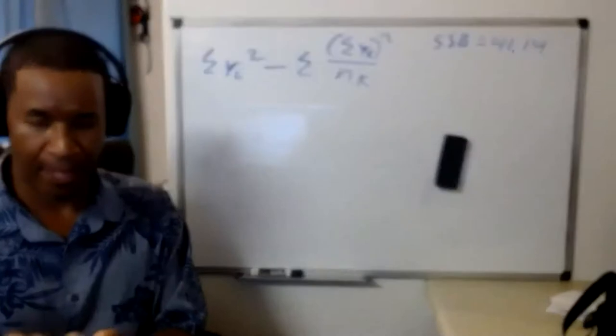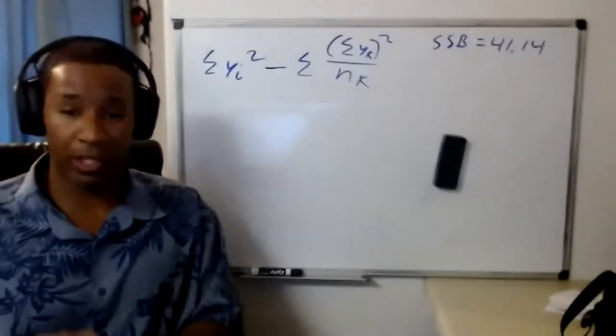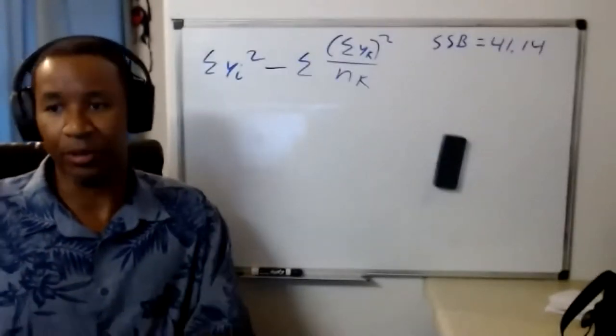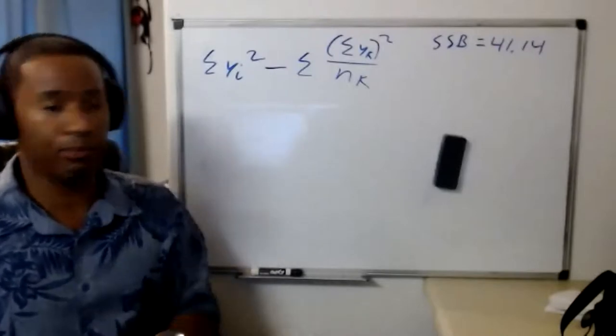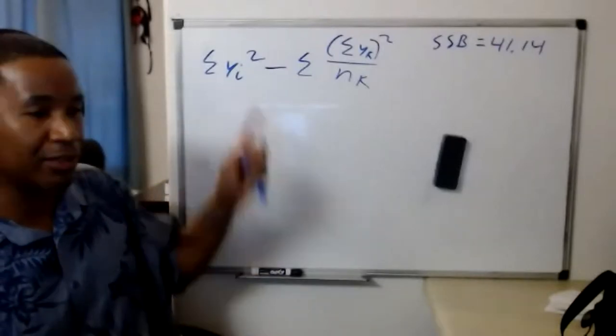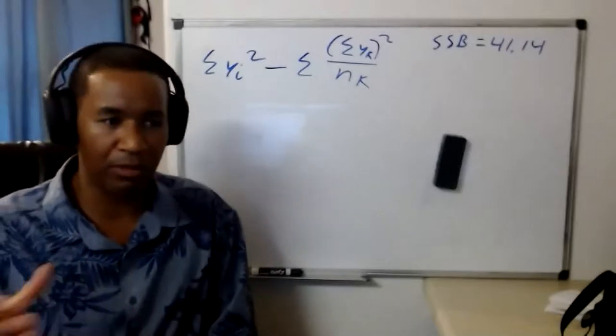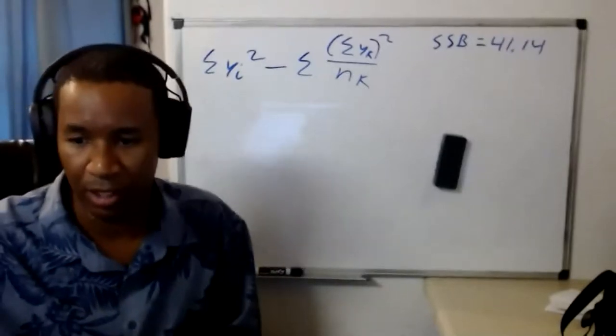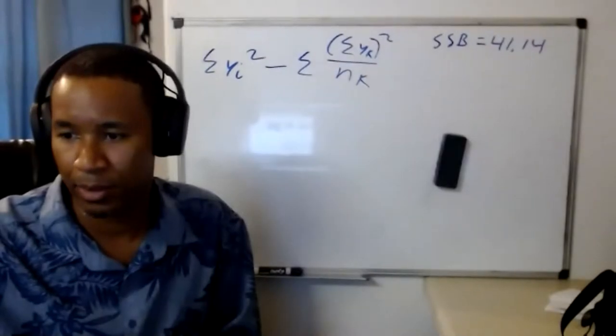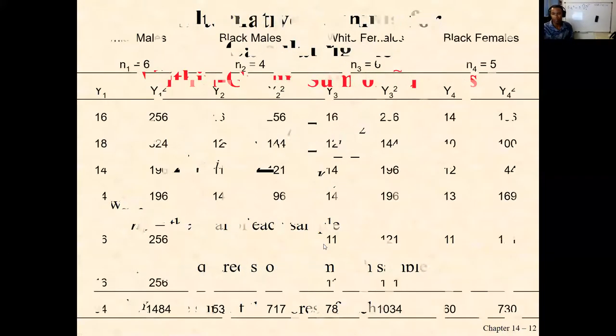Okay. Now, if you're thinking to yourself, well, what is this? Now, I don't know what I'm looking at. Let's just look at this part, because we need to solve this first, okay? Now this is the sum of the squared scores from each sample. So what you're going to do, if we take a look at this PowerPoint.